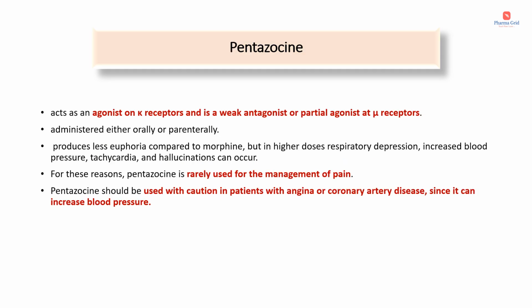Pentazocine acts as an agonist on kappa receptors and is a weak antagonist or partial agonist at mu receptors. This drug is administered either orally or parenterally, produces less euphoria compared to morphine, but in higher doses respiratory depression, increased blood pressure, tachycardia and hallucinations can occur. For these reasons, pentazocine is rarely used for the management of pain. Pentazocine should be used with caution in patients with angina or coronary artery disease since it can increase the blood pressure.